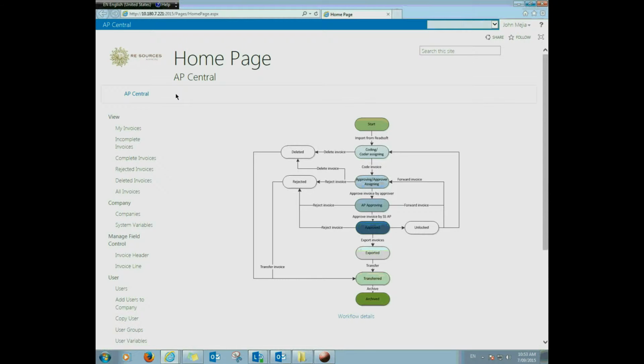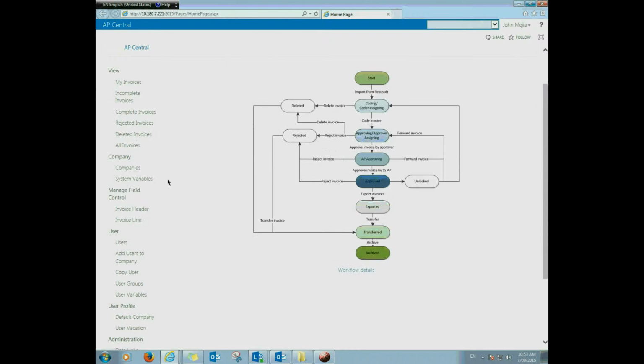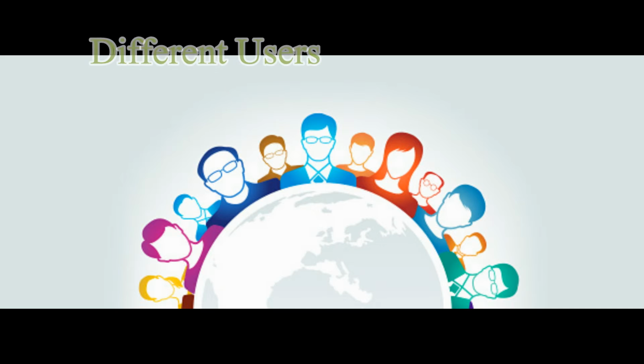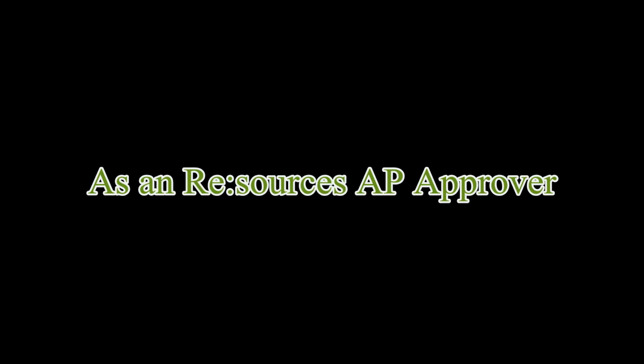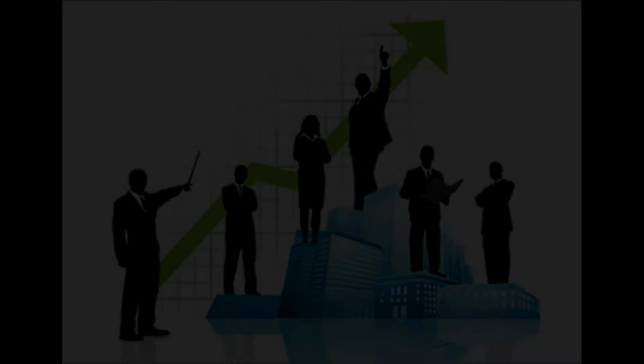Now moving to the left-hand side of the screen, you will see the menu. The menu will be displayed in accordance with the permissions granted to you. For the purpose of this training video, I will show you the steps for the 4 key players in the invoice approval workflow. As an assigner, how do I assign an invoice? As a coder, how do I code an invoice? As an agency approver, how do I approve an invoice? As a resources AP approver, how do I approve an invoice?